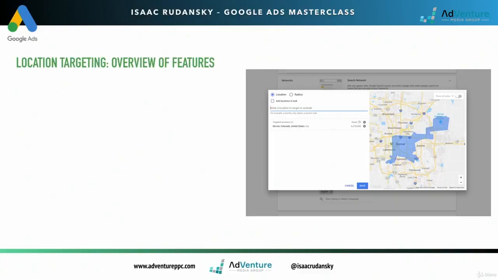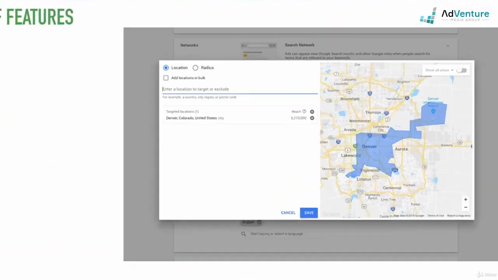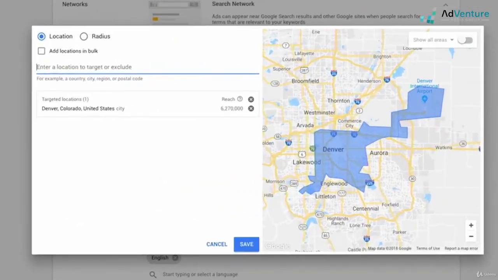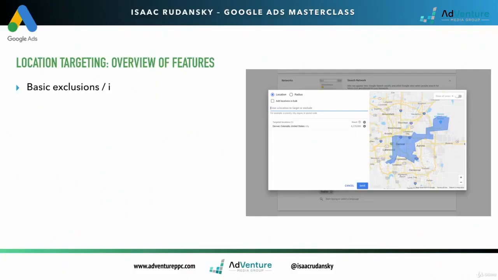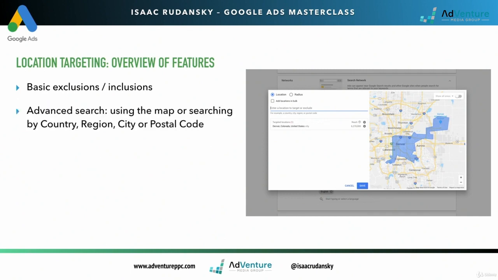Let's just do a quick overview of the features of location targeting. You could do basic exclusions and inclusions. So using Google's location targeting, I could specifically target certain locations, or I could target all locations and specifically exclude specific locations. Okay, those are your basic exclusions and inclusions. Using the advanced search feature in AdWords, you're able to use an actual map and target or exclude people by country, region, city, or zip code, postal code, right? So you can get really seriously focused in a real way.